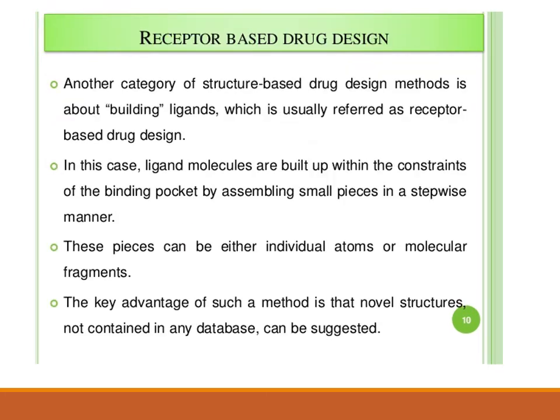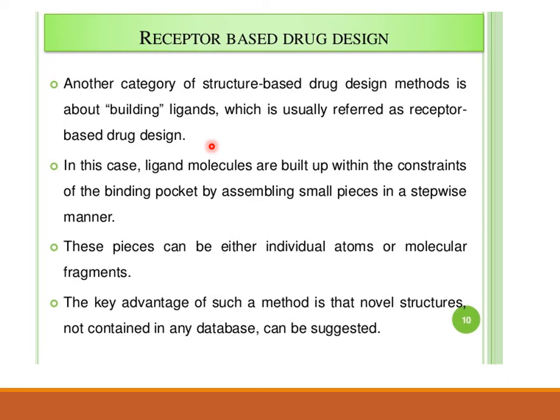Next slide, please. Receptor based drug design, another category of structure based drug design method, is about building ligands, which is usually referred to as receptor based drug design, because our ligands are usually receptors. They receive a lone pair of electrons, they receive hydrogen bonds, they have the ability to accept lone pairs of electrons and hydrogen protons. That is why these are called receptor based drug design.